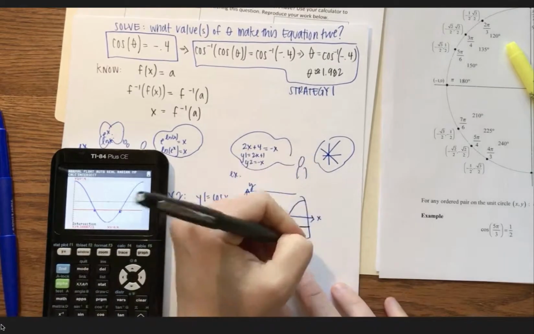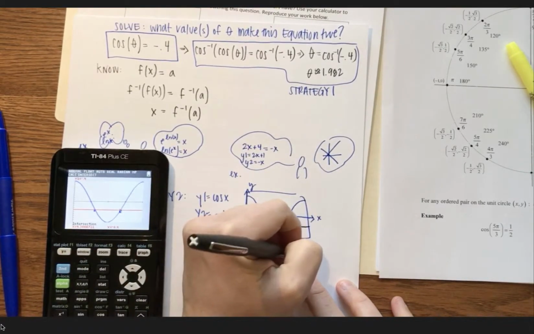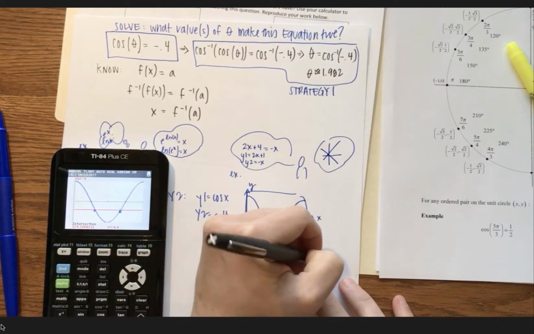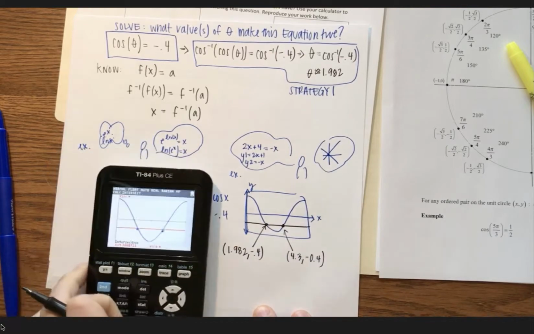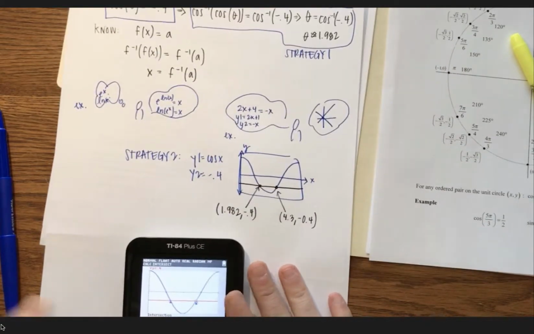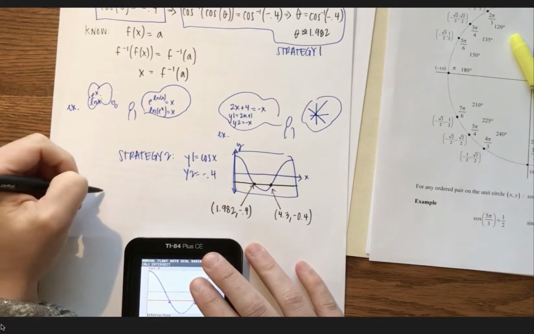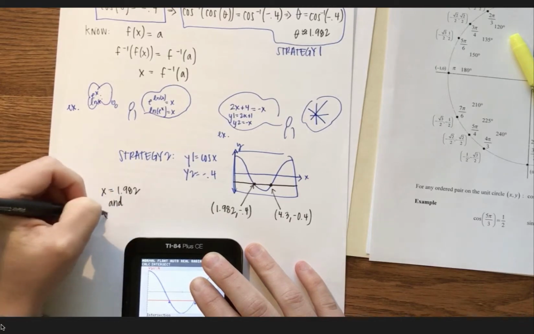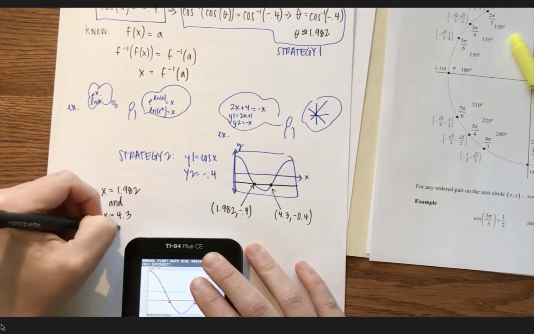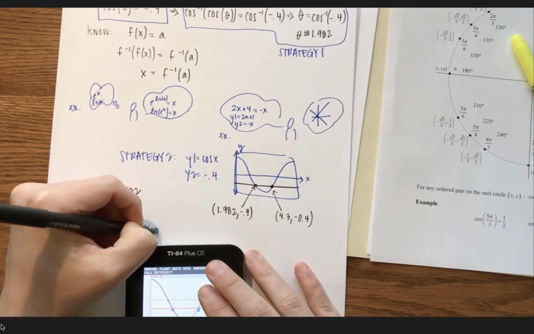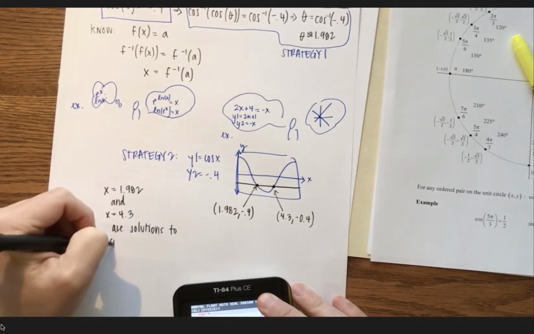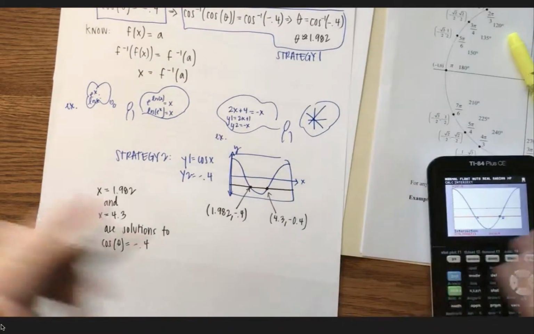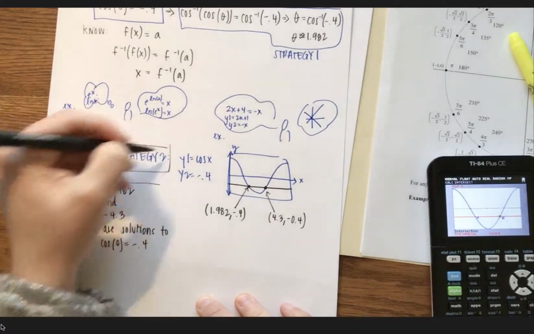And it found a second intersection of 4.3008. I'll leave it at 4.3, y equals negative 0.4, the ordered pair for that intersection point. So my second strategy leads me to conclude that x equals 1.982 and x equals 4.3 are solutions to the equation cosine theta equals negative 0.4. Beautiful. Second strategy.